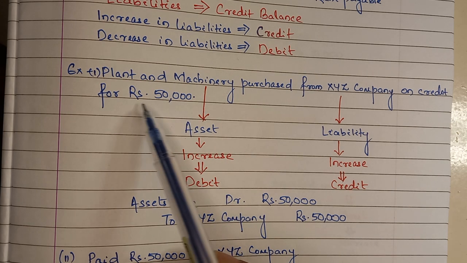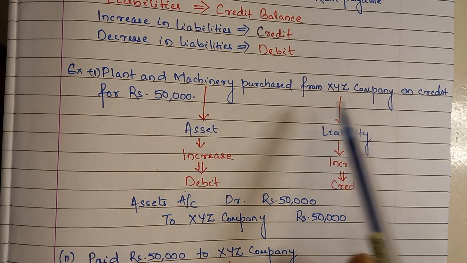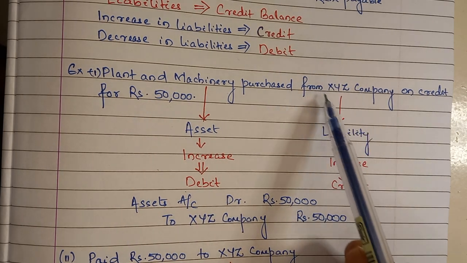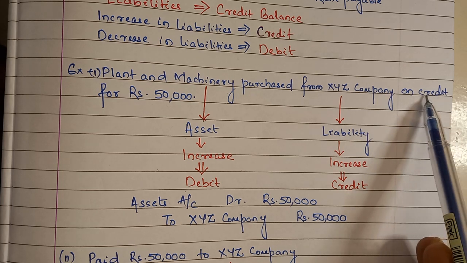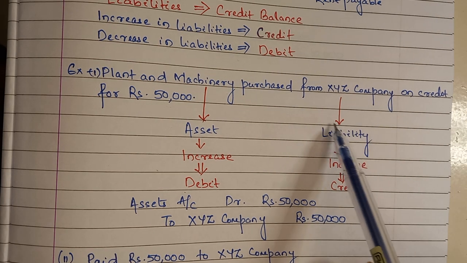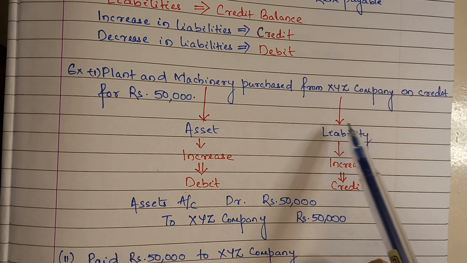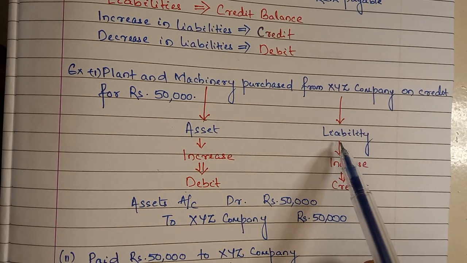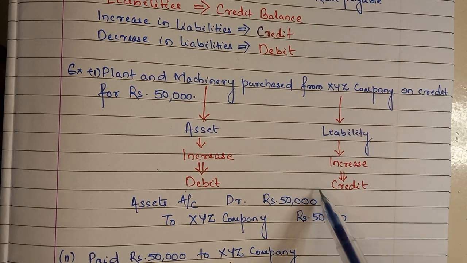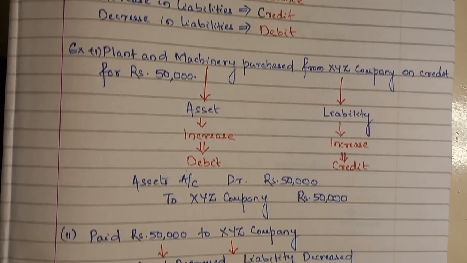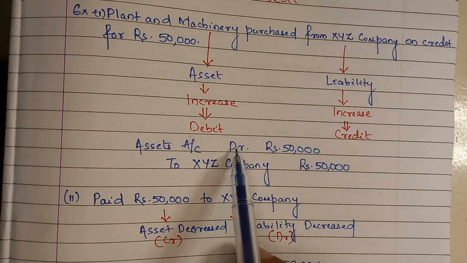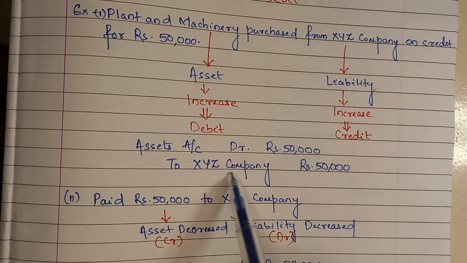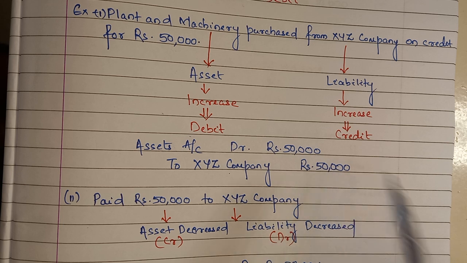Here the company has not paid in cash, correct? It is purchased from XYZ company on credit. Okay. So the liability for the company has increased. If it is not paid in cash, the liability has increased. So if liability is increasing, then it is credit. So what is the journal entry posted now? Assets account debited 50,000 rupees to XYZ company 50,000 rupees.